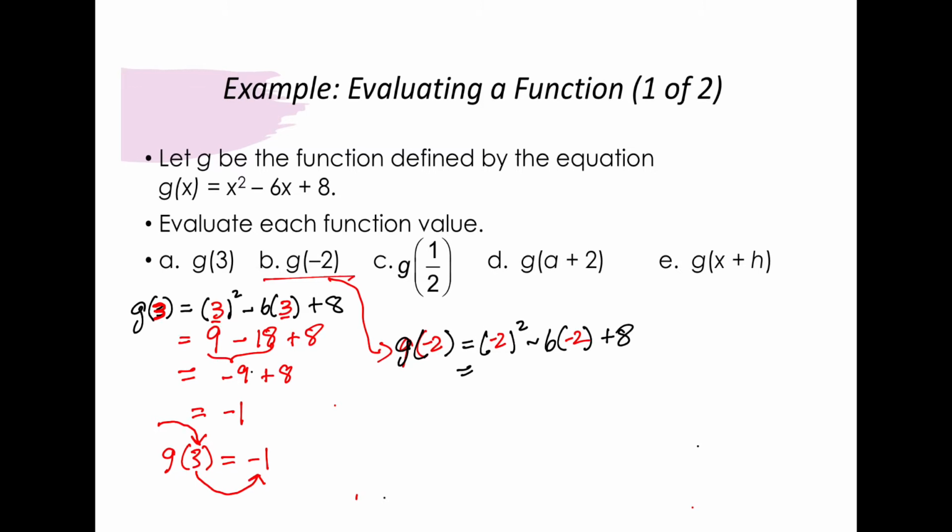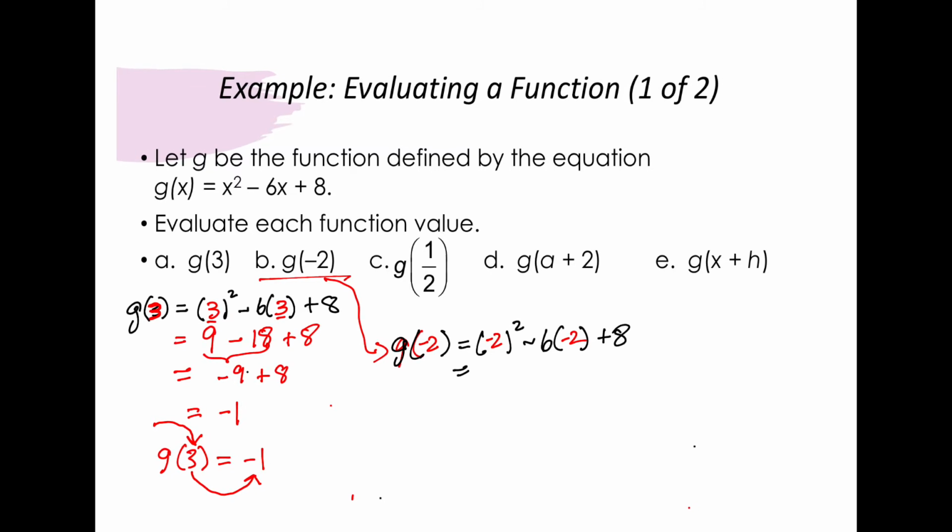So we do our squaring first here. Negative 2 squared is 4. And then we're subtracting 6 times a negative. So that becomes a subtraction. Well, it's negative 6 times negative 2, which is positive 12. Right? We can think of this as a negative 6, and that is a negative 2. And negative times negative is positive, and then we have plus 8 as well.